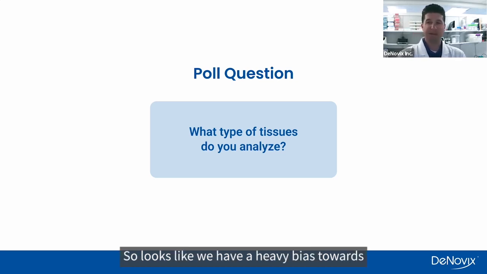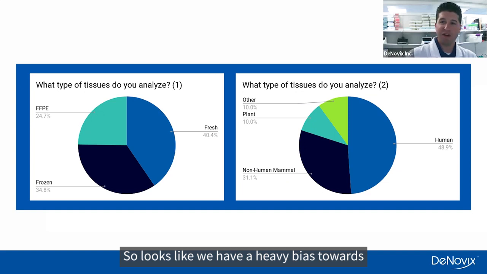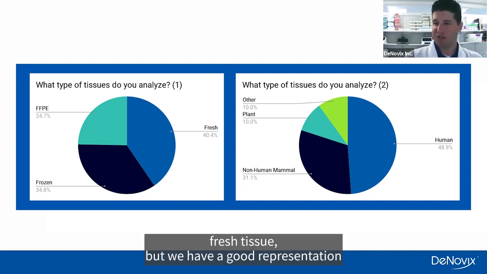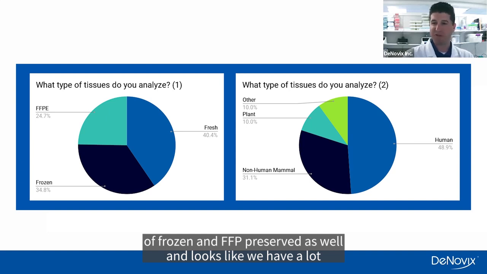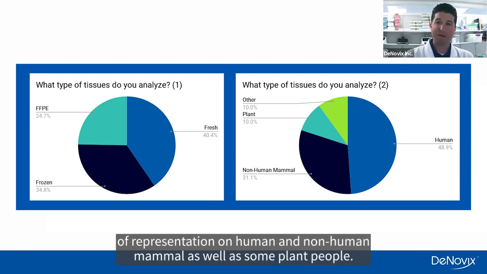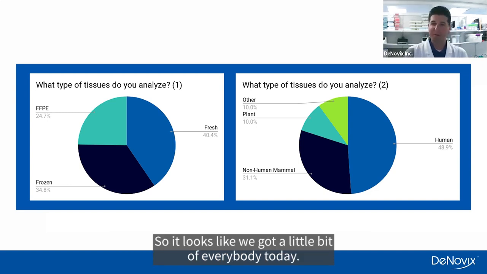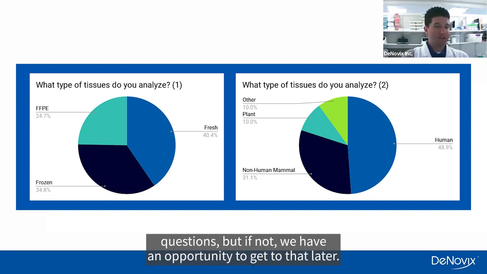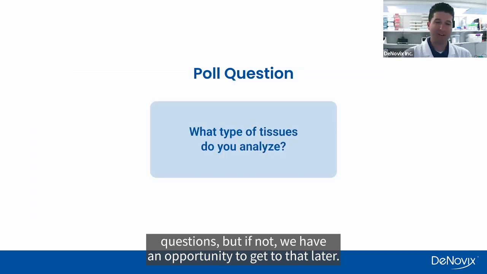So it looks like we have a heavy bias towards fresh tissue, but we have a good representation of frozen and FFPE preserved as well. And it looks like we have a lot of representation on human and non-human mammal, as well as some plant people. So it looks like we got a little bit of everybody today. So hopefully I can answer everyone's questions, but if not, we have an opportunity to get to that later.